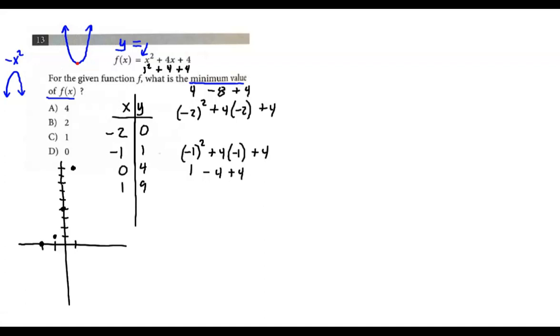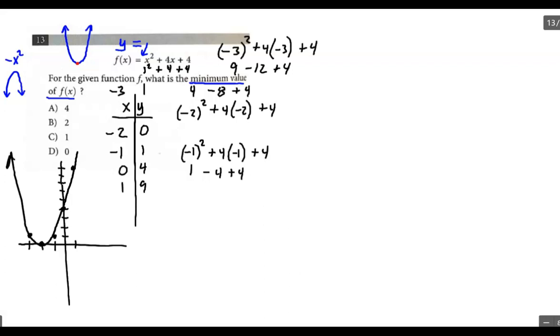And I could go one more just to be safe if I wanted to put a -3 in there. -3 squared plus 4 times -3 plus 4. Well, that's 9 minus 12 plus 4. And that comes out to be 1. So now I'm going back up again. So I think I've kind of established the minimum value for y. The minimum value for y is right here at y equals 0. So the correct answer is D.